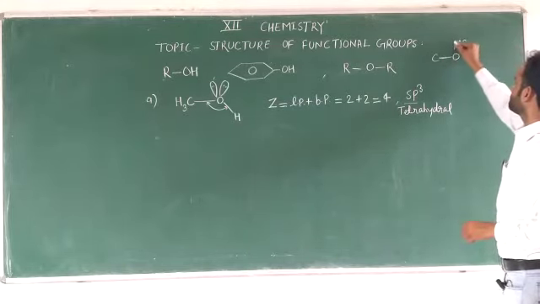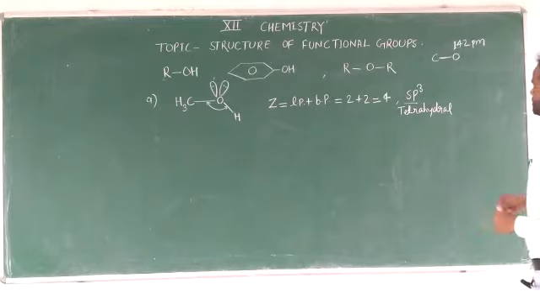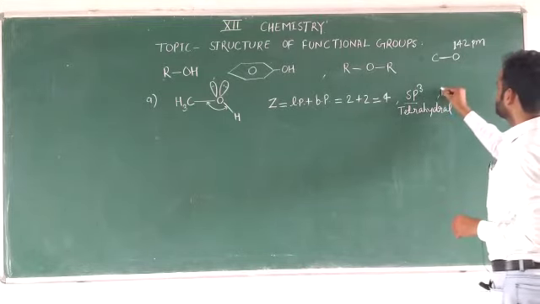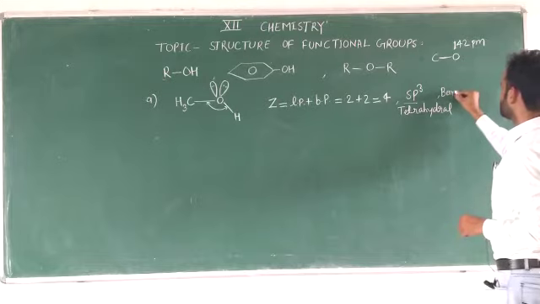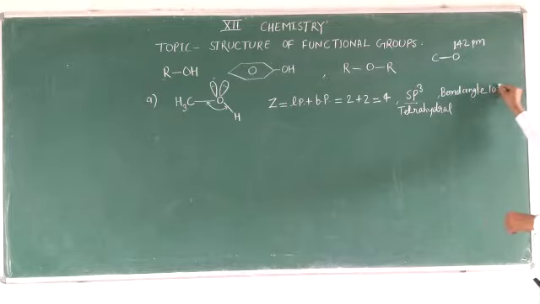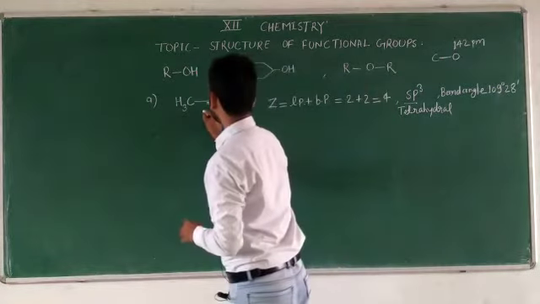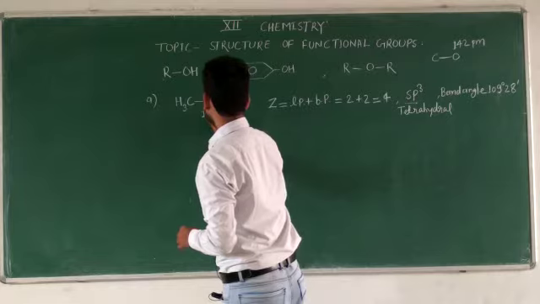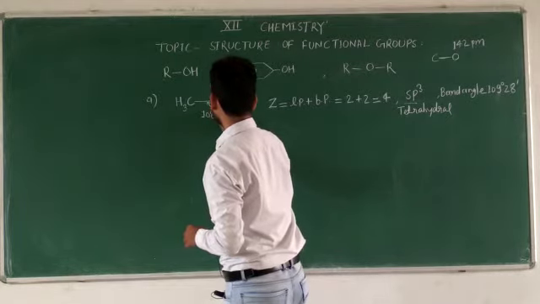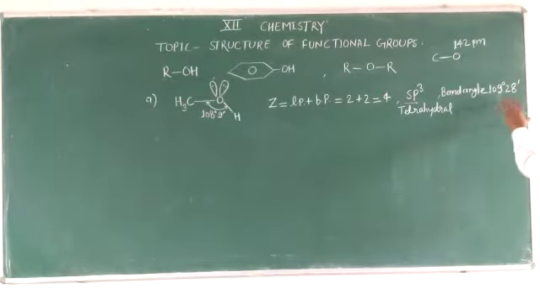The carbon oxygen bond length would be 142 picometer usually, and the usual bond angle in the case of sp3 hybridization is 109 degree 28 minutes. So 109 degree 28 minutes. But in the case of this alcohol, this bond angle is 108 degree and 9 minutes, which is slightly less than the usual bond angle.